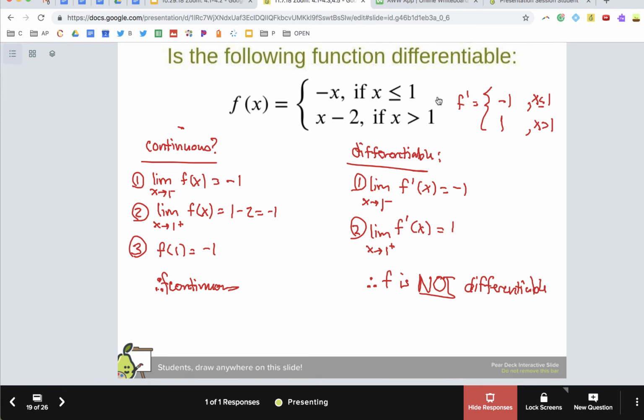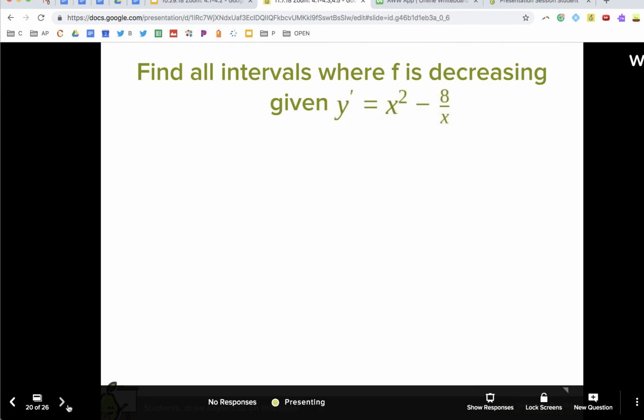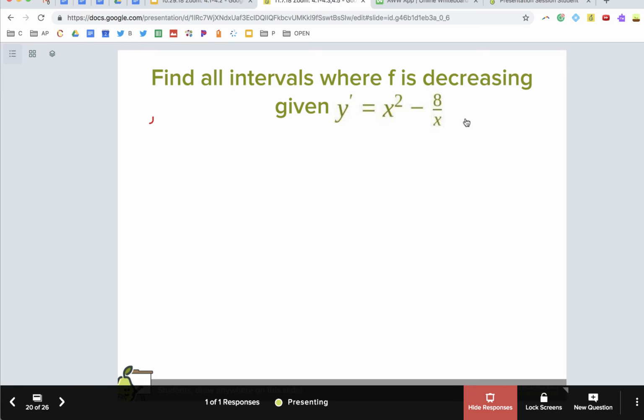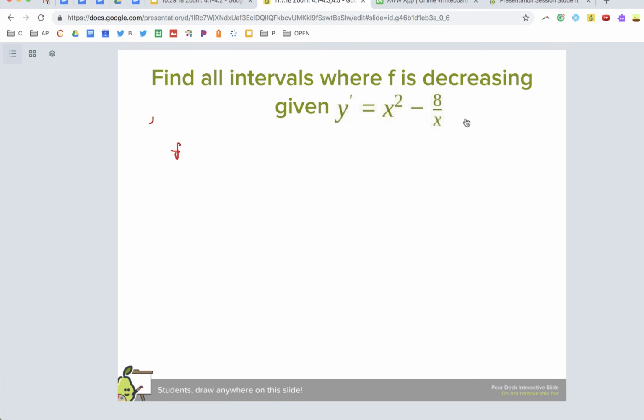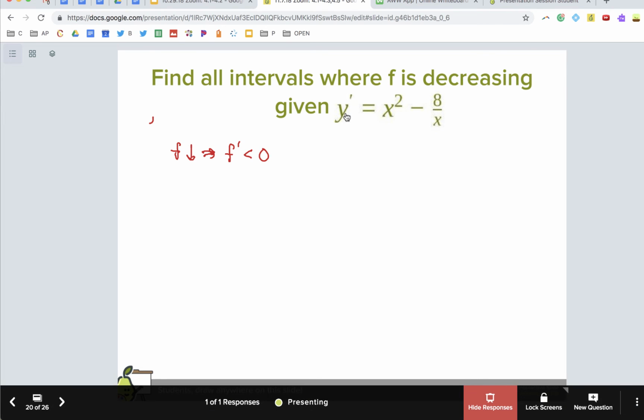Please, when you're doing differentiability, don't forget that you must first show continuity, because if it's not continuous, it can't possibly be differentiable, okay? Find all intervals where f is decreasing, given that this is y prime, so they're actually nice to us. So f is decreasing means that f prime is less than 0. So that derivative, where is it? Negative is what we want to know.